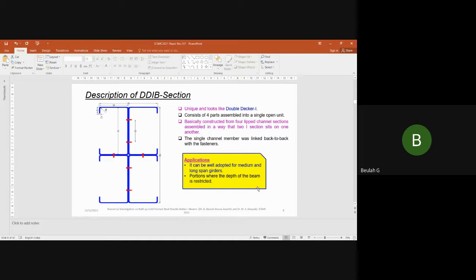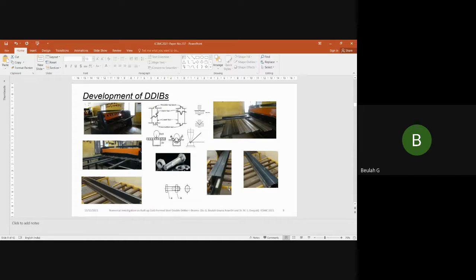And the applications can be applied to medium long span girders, portions where the depth of the beam is very restricted. If the possibility of restrictions in the depth is there, this can be used. So this is the way in which it is fabricated.